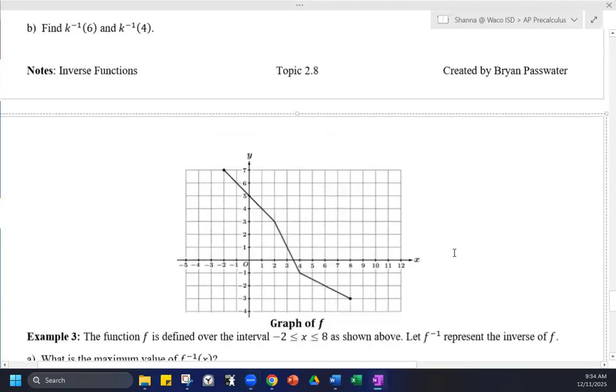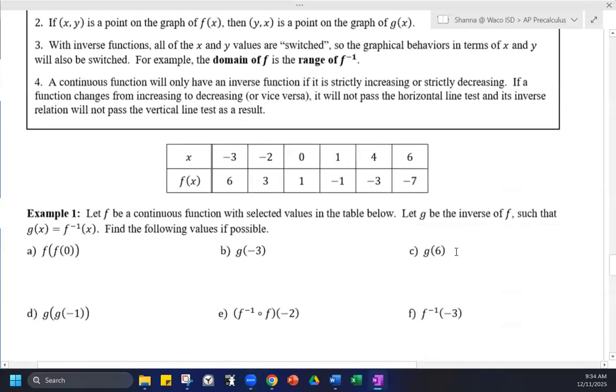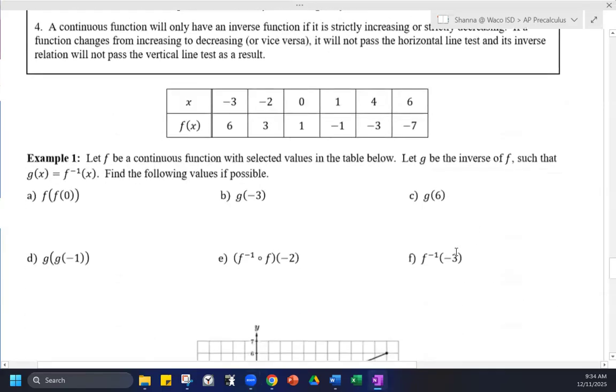So when we look here, we have this table and we should be comfortable enough to evaluate from a table. Are we comfortable enough to evaluate from the table? I believe we are. So we're going to start off kind of quick, and then we're going to work our way up to the inverse part of it.